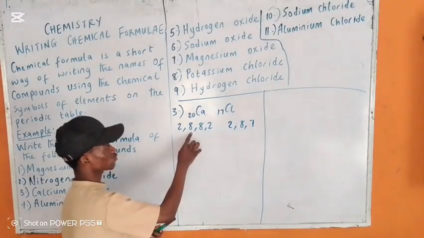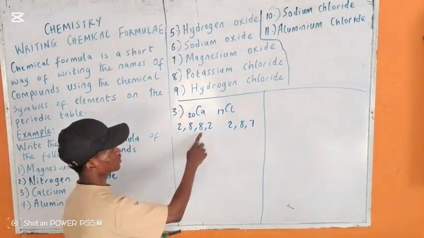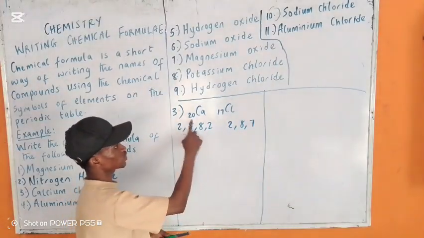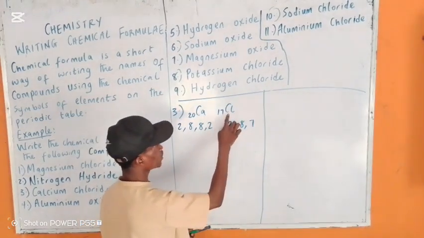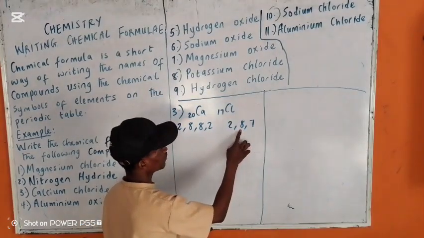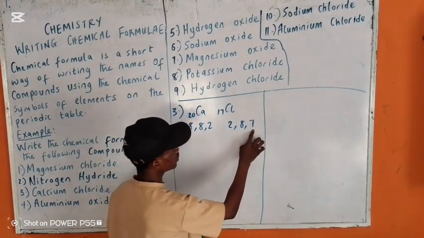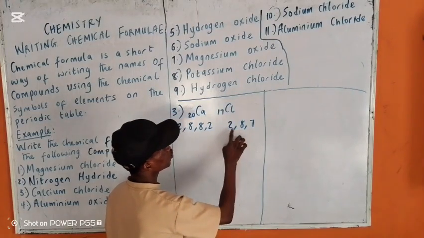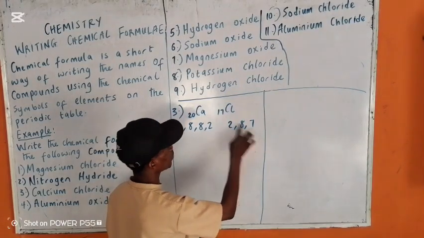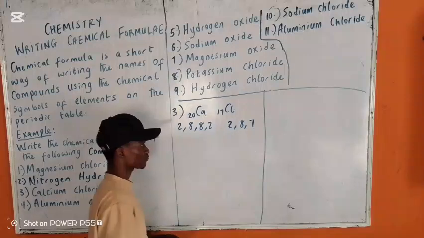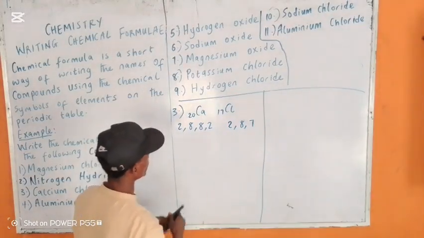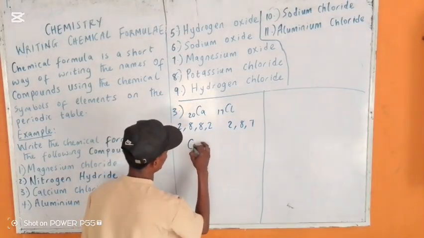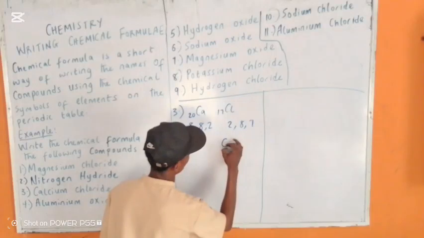So 2 plus 8, we have 10. 10 plus 8, 18. 18 plus 2, we have 20. For chlorine, 2 plus 8, we have 10. 10 plus 7, we have 17. Now, with that being said, we have calcium here, and we have chlorine here.